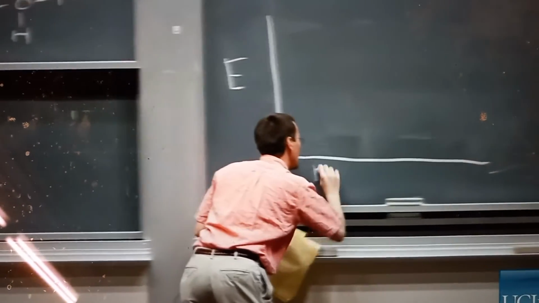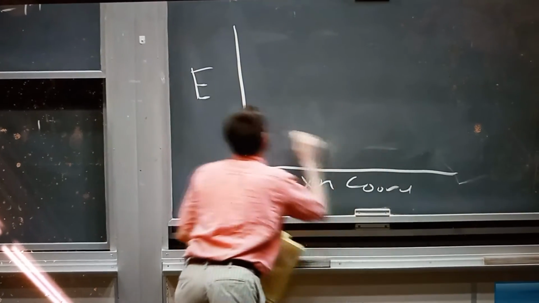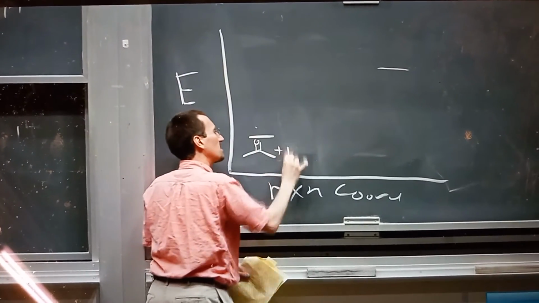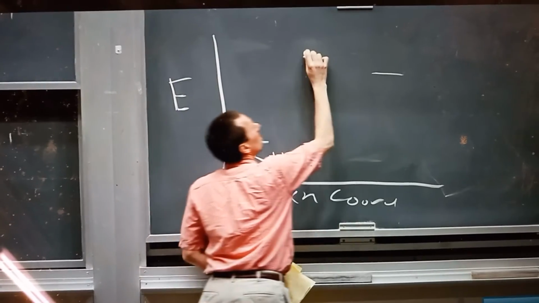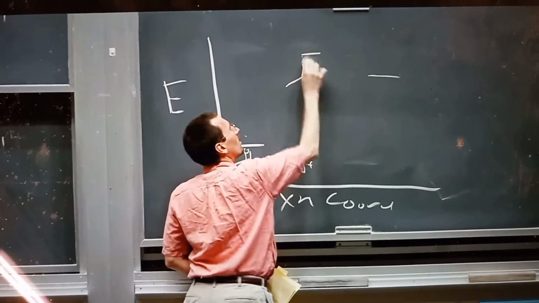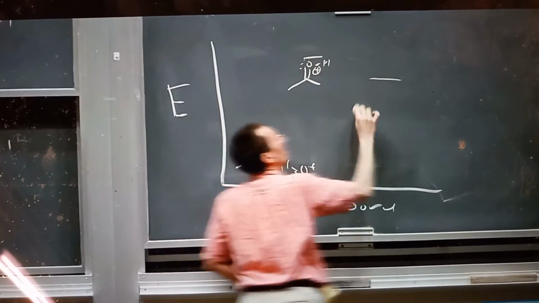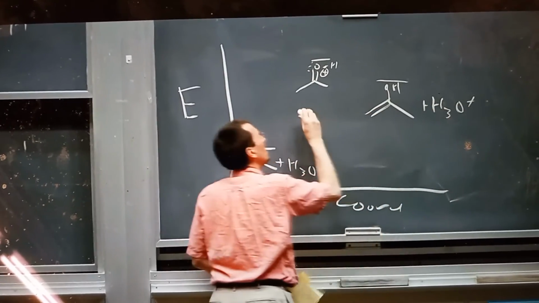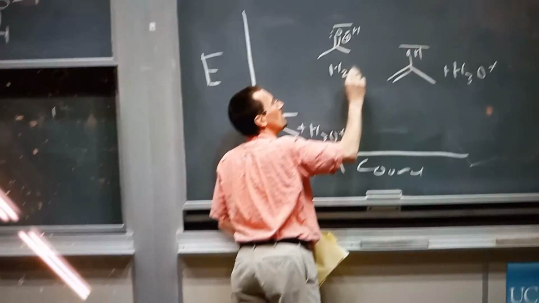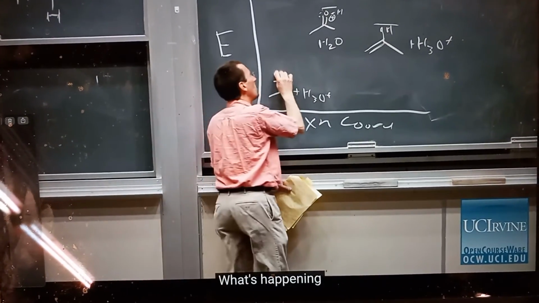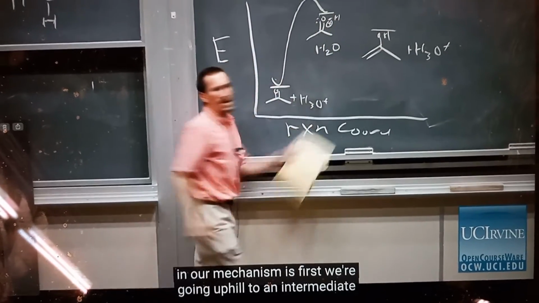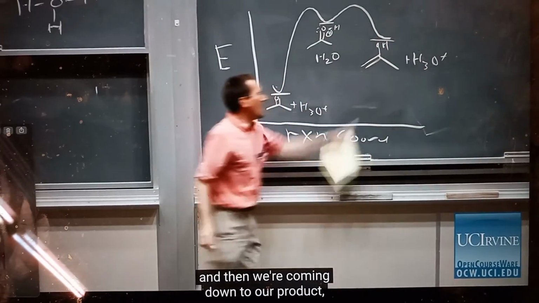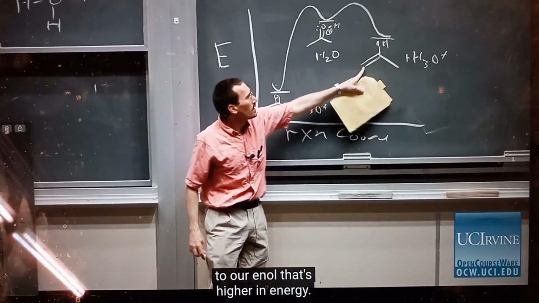In other words, when you have an equilibrium like this, so here's our energy, here's our reaction coordinate. When you have a reaction like this, where we're going from reactant, from our acetone plus H3O plus to our protonated acetone, and then to the enol, and technically, if I'm writing this out correctly, this is acetone, protonated acetone plus H2O. What's happening in our mechanism is first we're going uphill to an intermediate, and then we're coming down to our product, to our enol that's higher in energy.